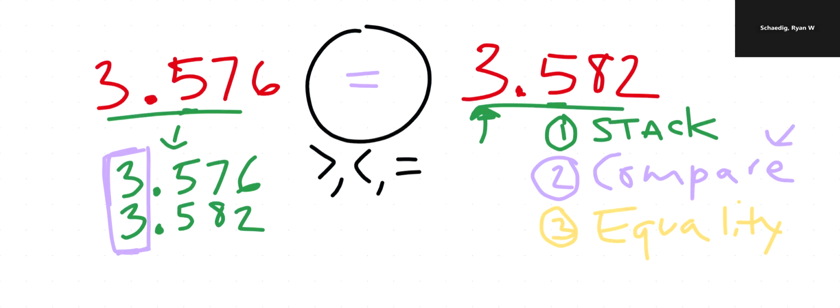I'm going to come over here to the tenths place and look at that. Well, I have 5 tenths and I have 5 tenths. Those are also equal in value. So far, I still have an equal sign here. So I'm going to go on because they're the same. I want to keep moving on.